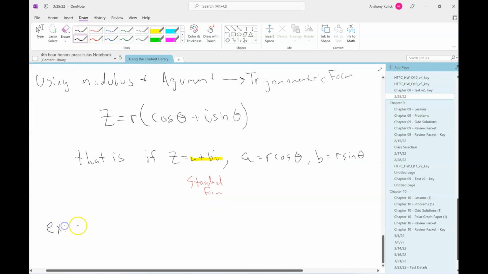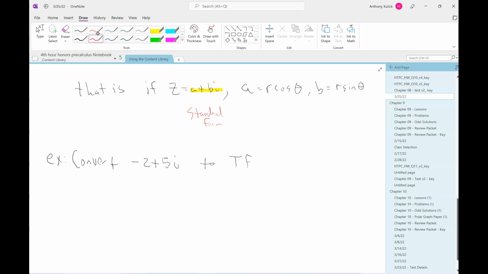So for example, let's say we want to convert negative 2 plus 5i to a trigonometric form. So let's give that a name. I'll call it z. Z is kind of the standard name you give complex numbers in mathematics. If you're picking a letter to represent a complex number, typically we use z's. It's not wrong to use different letters, but that's kind of the convention. That's why I'm using z all of a sudden, if you're curious. Most of you probably weren't.